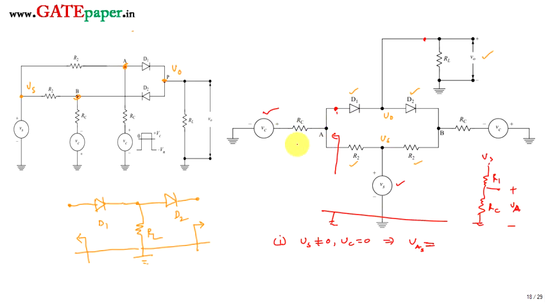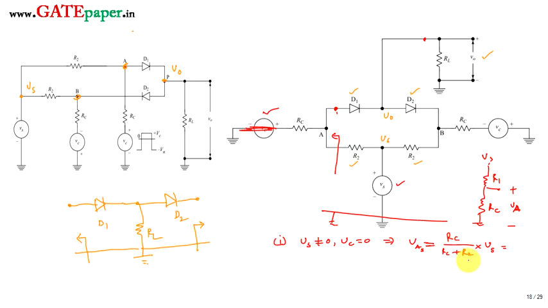So VA is nothing but the voltage from node A to ground. Since Vc is grounded, it will simply be replaced with a short circuit. By the superposition theorem, when we are considering Vs, Vc has to be grounded. So the voltage at node A is Rc divided by R1 plus R2 into Vs. You can write it as Rc divided by Rc plus R2 into Vs.